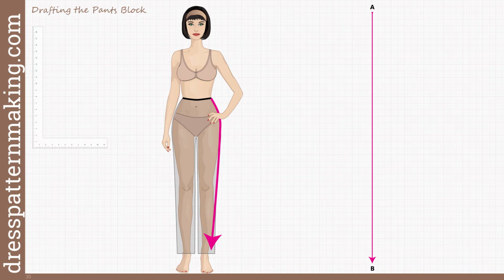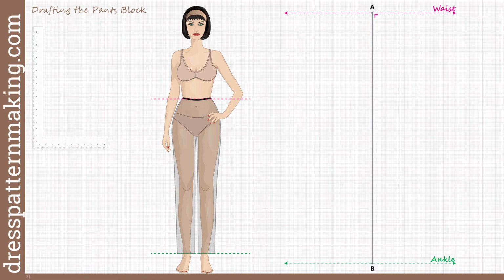Using your waist to ankle measurement, taken down the side of your body, not the front or the back, draw a vertical line down the middle of your paper from A to B. At right angles to the A to B line, draw horizontal guidelines across the paper at the waist level and at the ankle level. Make sure these lines are at right angles to the A to B line.